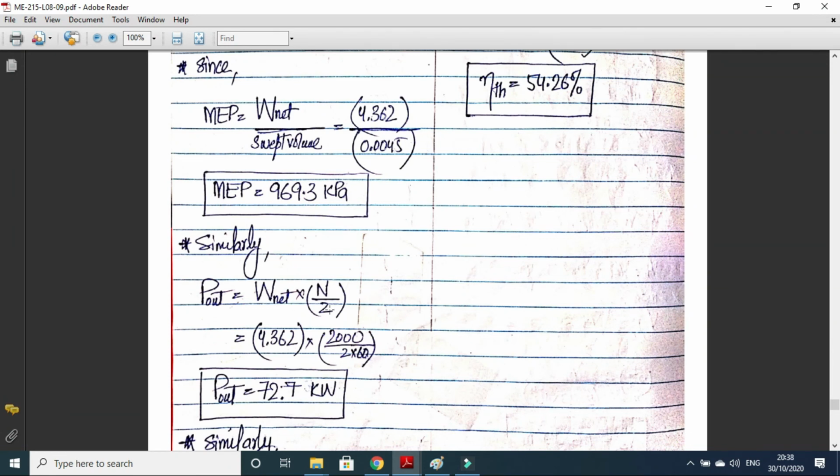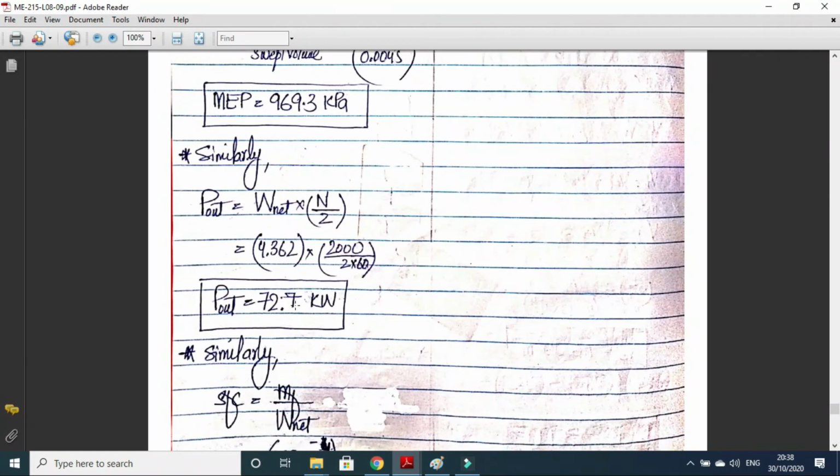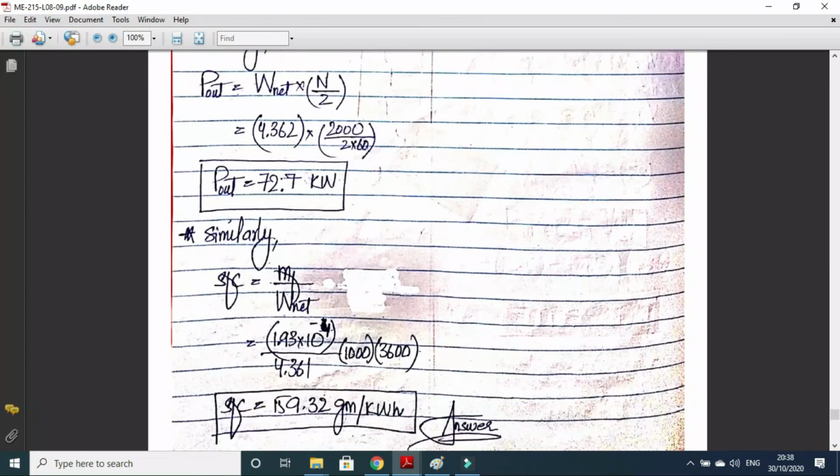Kilojoule multiplied by N upon 2. N upon 2 will have a unit of revolution per second, so it will become kilojoule per second, and kilojoule per second is power. Since it is a 4-stroke engine, we need to use N by 2. N is 2000 rpm, so we need to divide by 1000 to bring it into revolution per second. So power is 72.7 kilowatt.